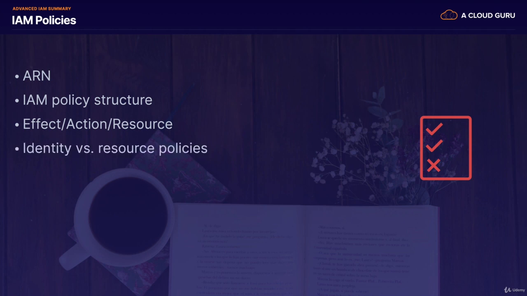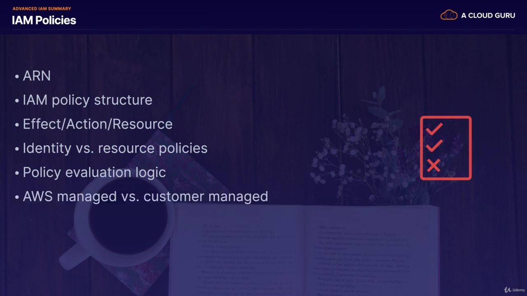Also understand the difference between identity and resource policies and how AWS evaluates policies. So for example, you have two policies that are in effect for the same resource. One has an allow, one has a deny. Always remember that deny supersedes allow. We also covered AWS managed versus customer managed policies. Understand that AWS managed policies can't be edited by you as the customer, and you can create as many customer managed policies as you like. We also talked about permissions boundaries. Remember, permissions boundaries don't allow or deny permissions on their own. They simply define the maximum permissions an identity can have.